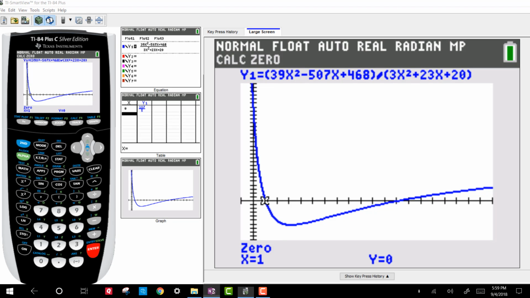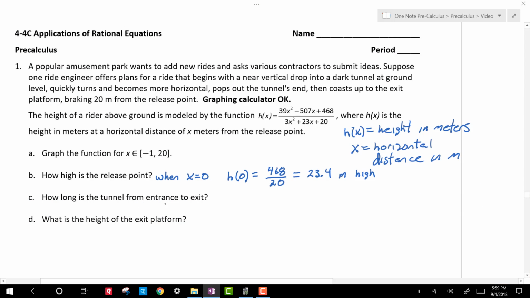So the distance of the tunnel here, how long is the tunnel from entrance? Entrance is x equals 1. Exit is x equals 12. So the tunnel is 11 meters long.